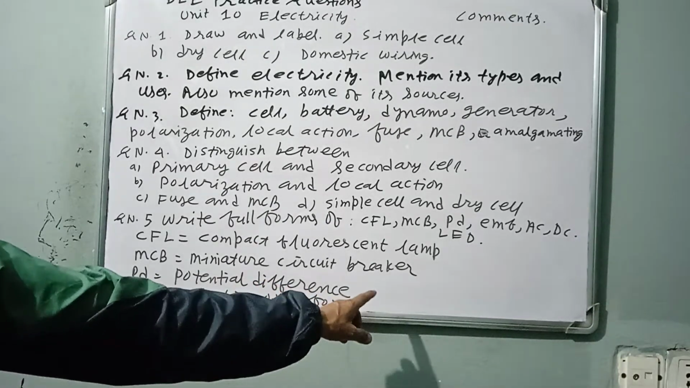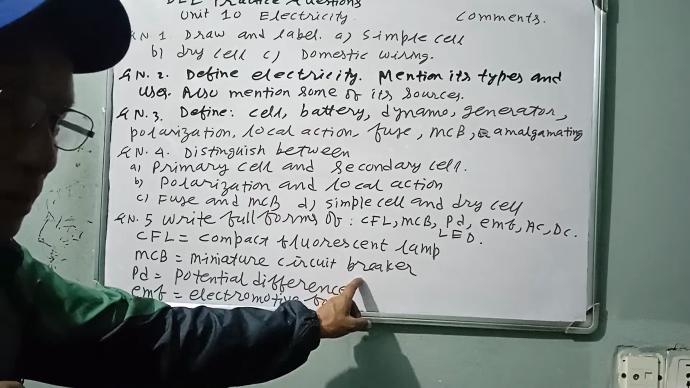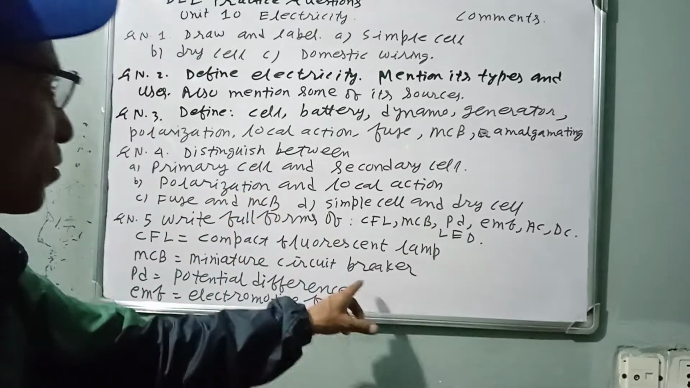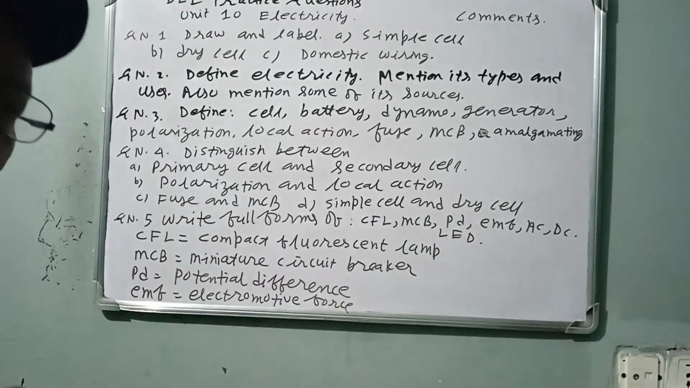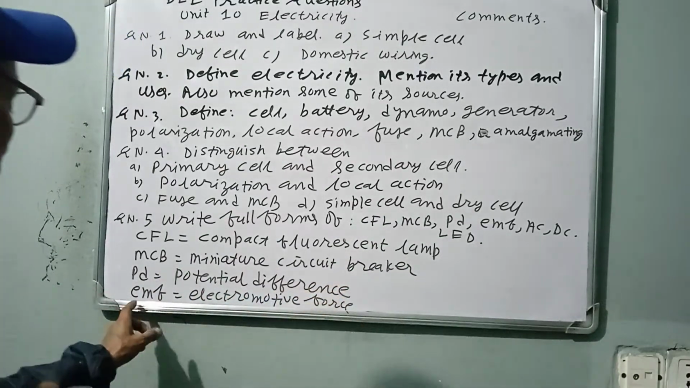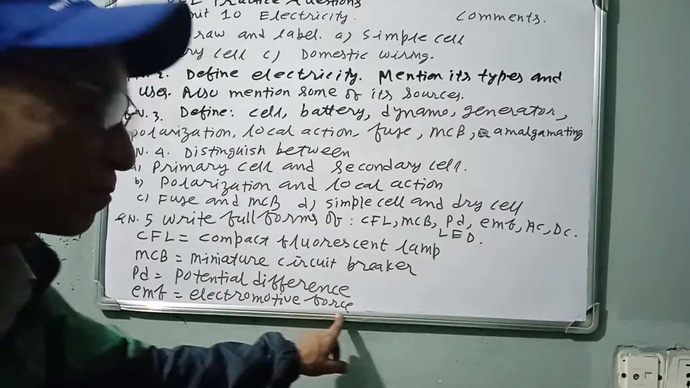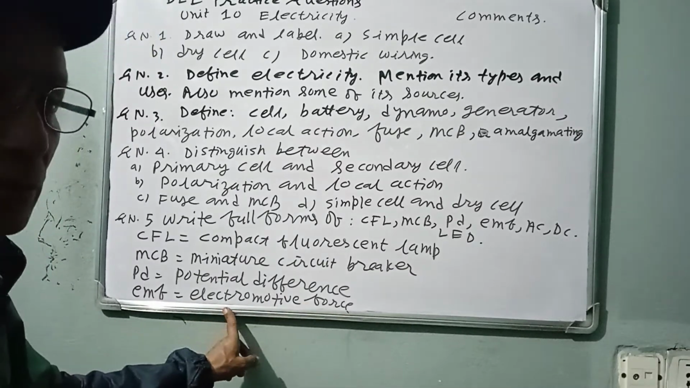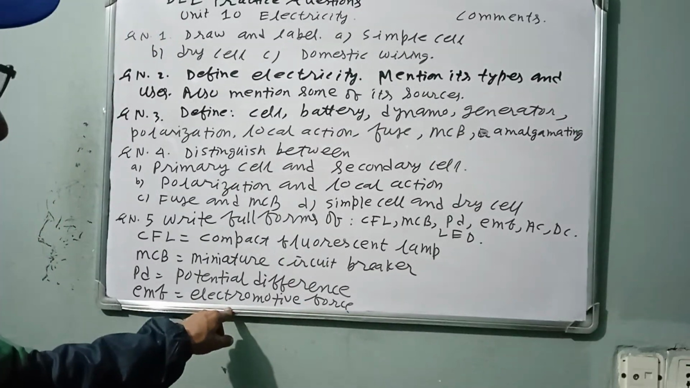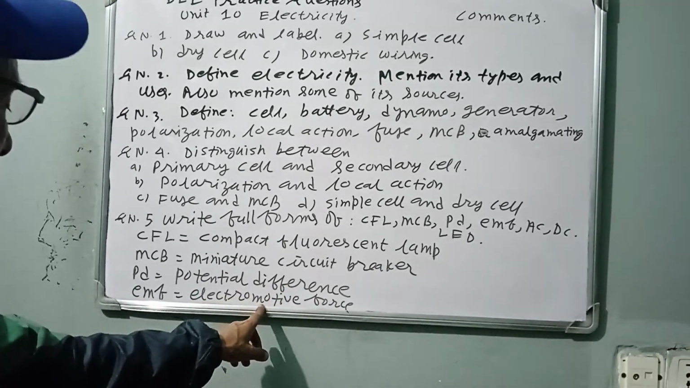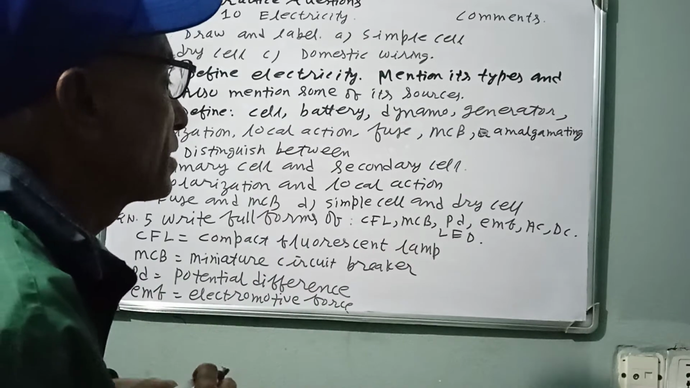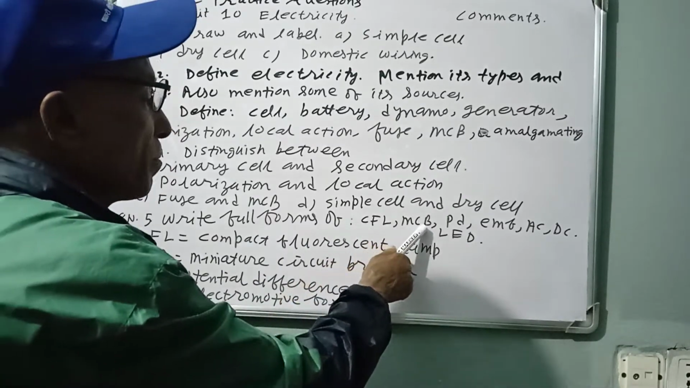Potential difference is measured while the current is flowing. When batteries and cells are being used and current is flowing, PD is measured, and it is a little less. EMF, electromotive force, is measured in an open circuit, or while the current is not flowing.